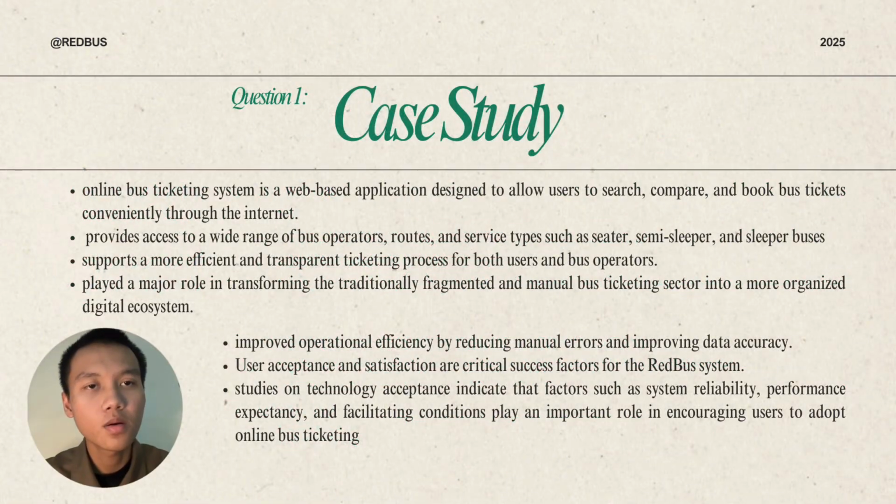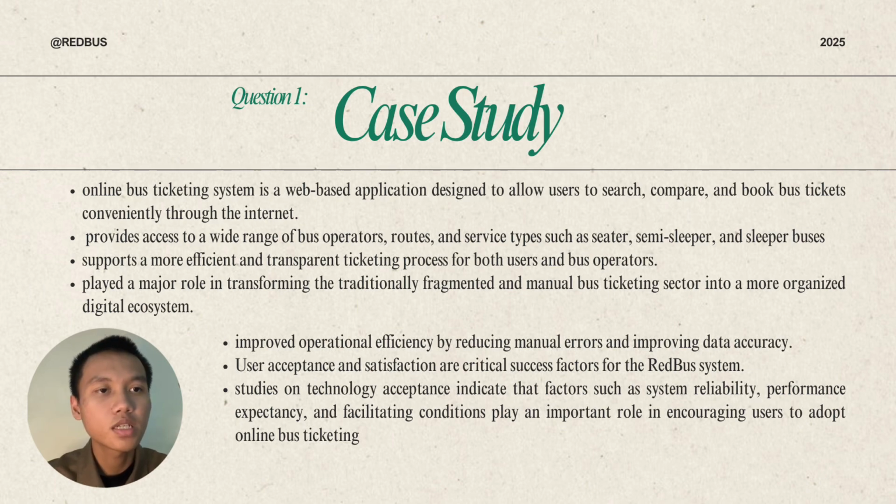Question number 1 is the case study. The online bus ticketing system is a web-based application designed to allow users to search, compare and book bus tickets conveniently through the internet. It provides access to a wide range of bus operators, routes and service types such as seater, semi-sleeper and sleeper bus. It supports a more efficient and transparent ticketing process for both users and bus operators. It plays a major role in transforming the traditionally fragmented and manual bus ticketing sector into a more organized digital ecosystem. It improves operational efficiency by reducing manual errors and improving data accuracy.